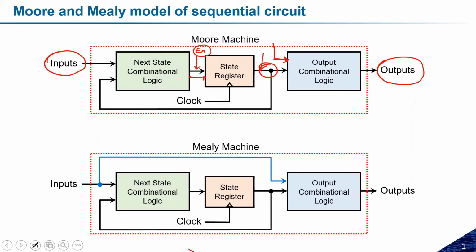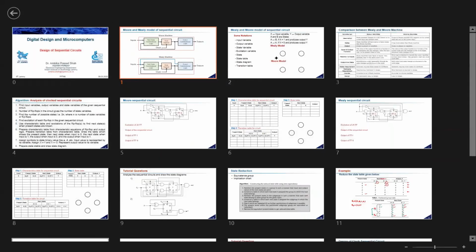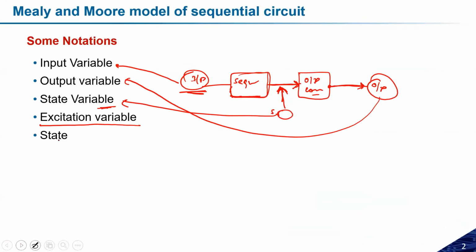The next terminology that we should consider is the state. The state of a sequential machine is defined by the content of memory. What kind of content the memory has stored, that we call the state. The relation between the state variables and the possible number of states is given with the help of this relation.